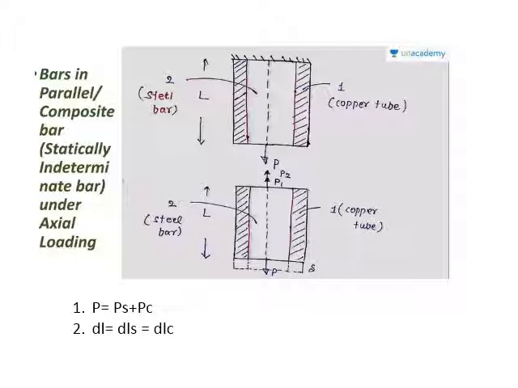every time, the load carried by steel or load carried by copper. Or when I get the load, I can easily calculate stress, load by area. So that means I can calculate stress in copper and stress in steel. So all these can be calculated with these two compatibility equations.